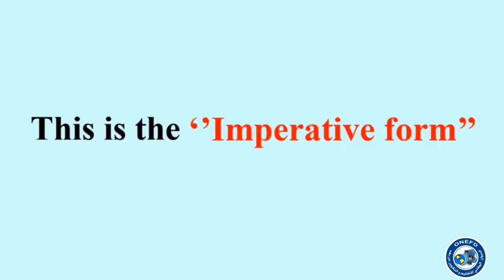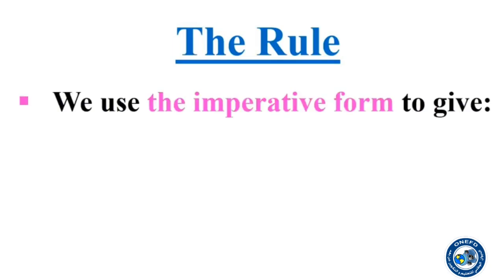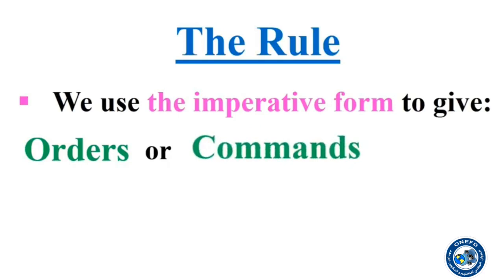So, dear pupils, this is called the imperative form. Brush teeth, don't eat junk food, and don't smoke cigarettes are in the imperative form. So let's, dear pupils, together see the rule. We use the imperative form to give orders. When we want to give orders or commands, we must use the imperative form.